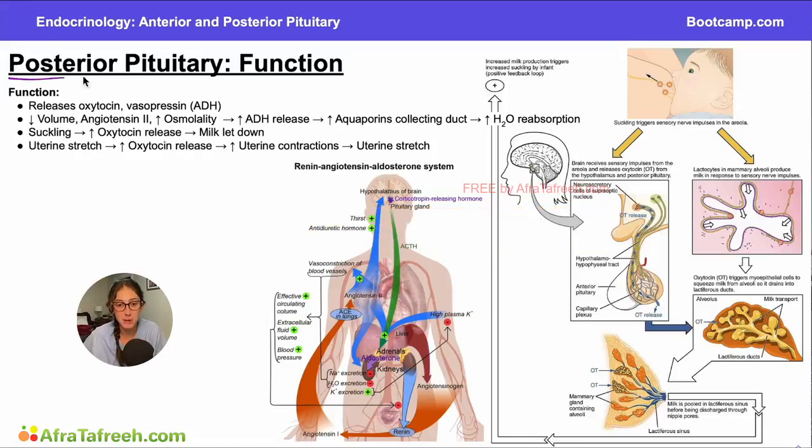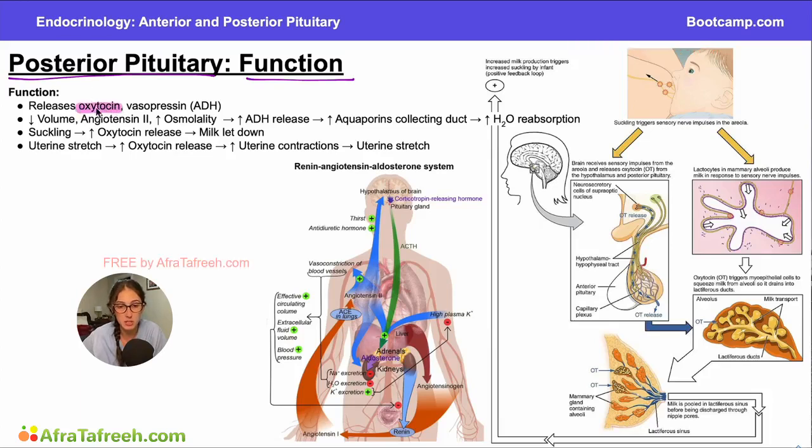In this section, we'll talk about the function of the posterior pituitary. We've already talked about the anterior pituitary. While our anterior pituitary has 6 hormones that it releases, and those are all produced in the anterior pituitary, our posterior pituitary only really has 2 hormones that it is going to be responsible for releasing.